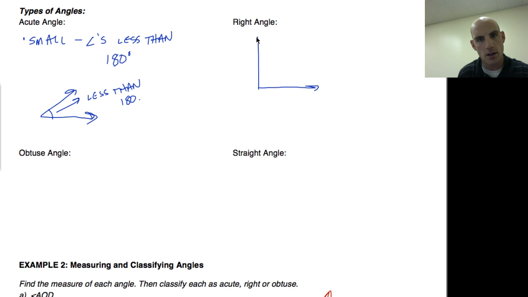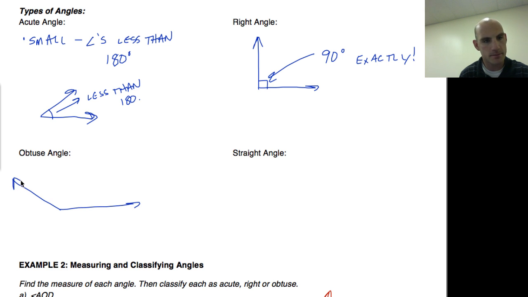Right angle looks like this. Stands upright. 90 degrees exactly. Okay? 90 degrees exactly. No more, no less. Obtuse, they kind of look in general like this. Okay? Bigger than 90.